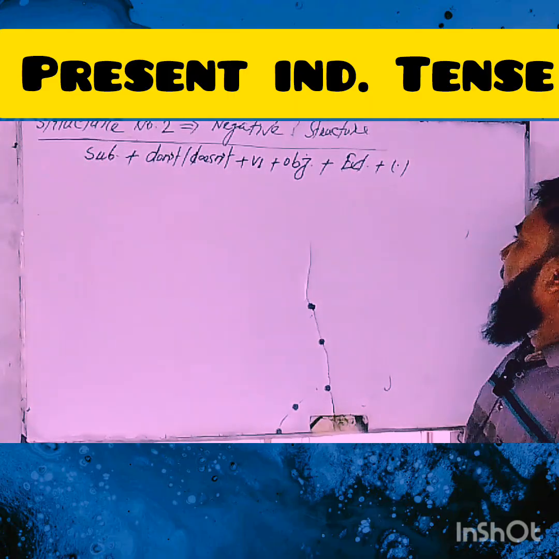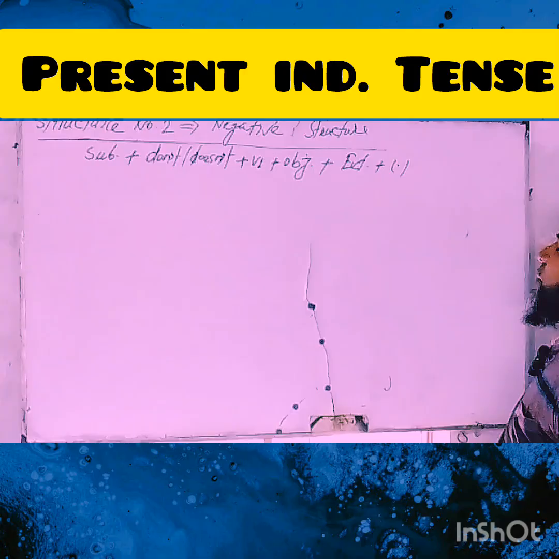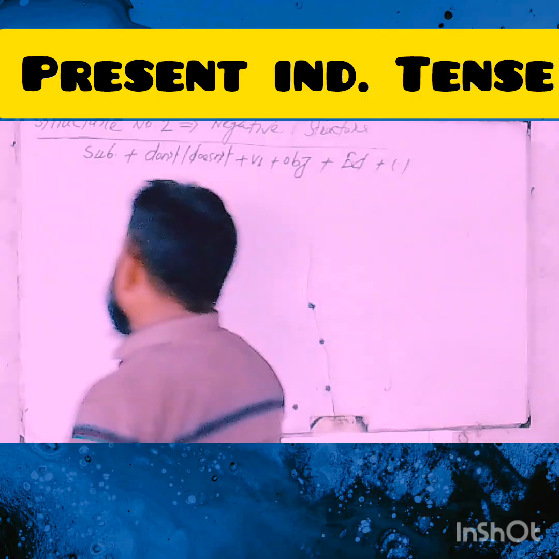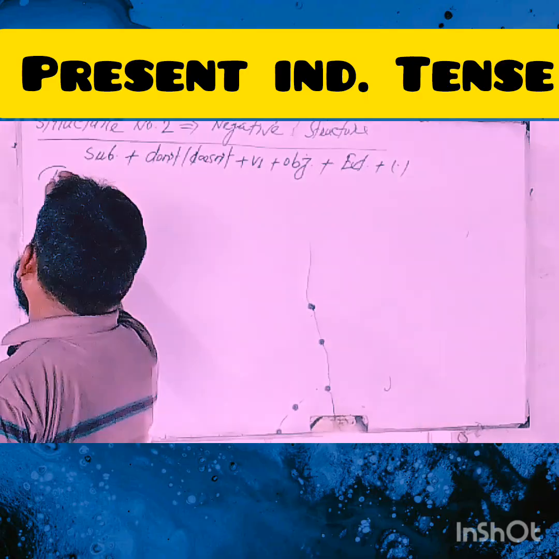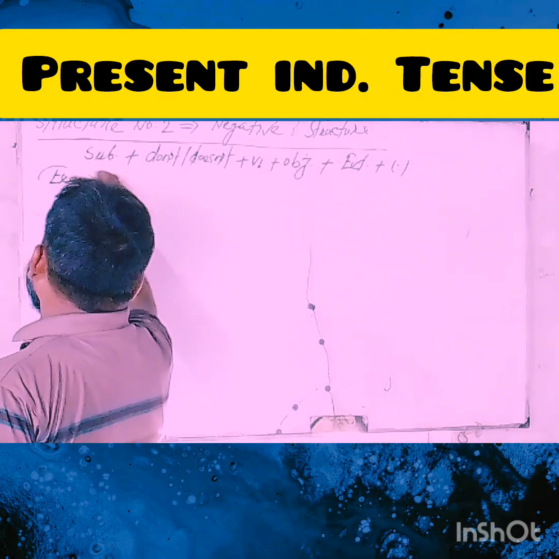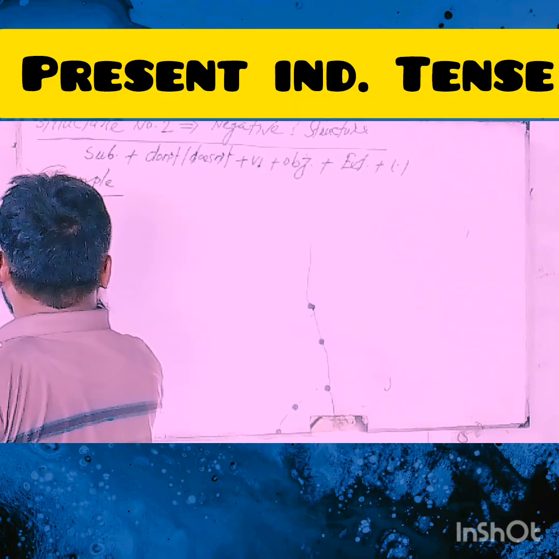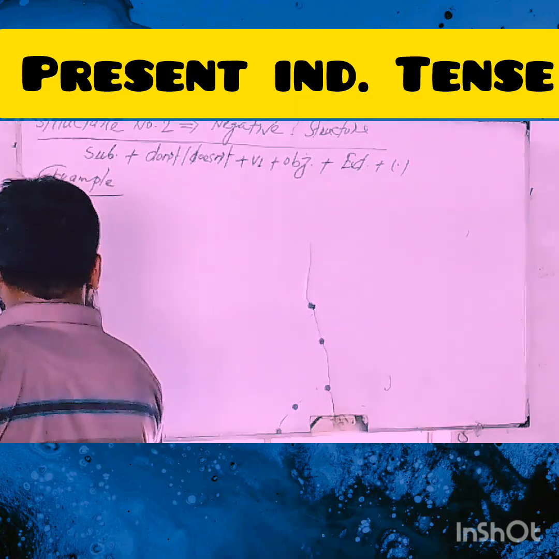Okay, my dear learners, when you are going to form negative sentences, you have to use this structure. At first, I may give some examples to clarify this structure. So, take a look at the board and try to understand. 1, 2, 3, 4, and 5.